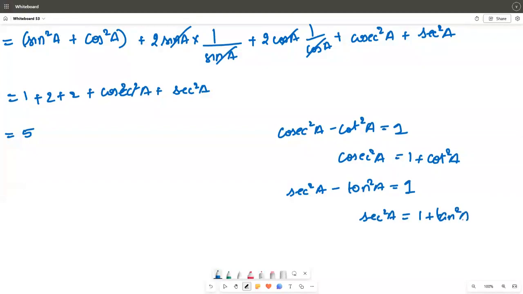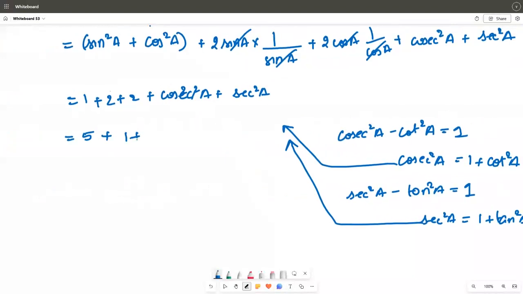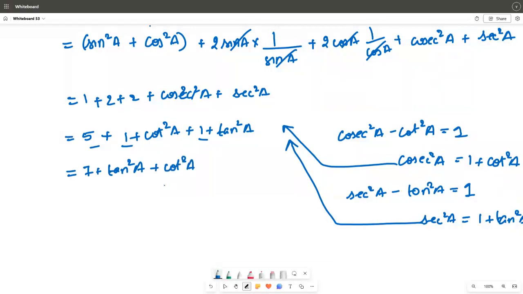So I'm going to replace cosec square A and sec square A with the substitutions. In place of cosec square A, I'll write 1 plus cot square A, and in place of sec square A, I'm going to write 1 plus tan square A. So this 5 plus 1 plus 1 would be 7, and 7 plus tan square A plus cot square A. That's it. This is the RHS of the question.